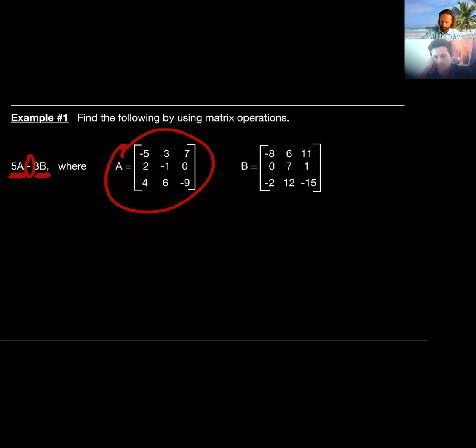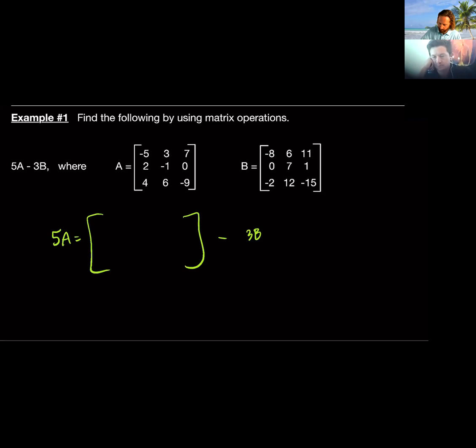What is this saying we are going to do, though? Multiply A by 5 and then subtract it by B times 3 or negative 3. How do we multiply the 5 times the A? What do we multiply by 5? Every single thing is going to be multiplied by 5. And then every single thing would be multiplied by 3. The only difference that I want to make sure that you guys know how to do is what would we do to subtract? The same numbers in the same positions. Very good. So whatever we end up with, and I'll just do like, let's say the first row. So that would be negative 25, positive 15, and then 35, right?